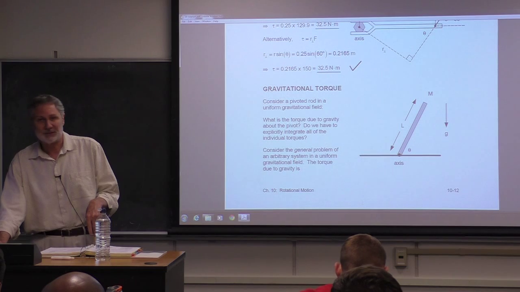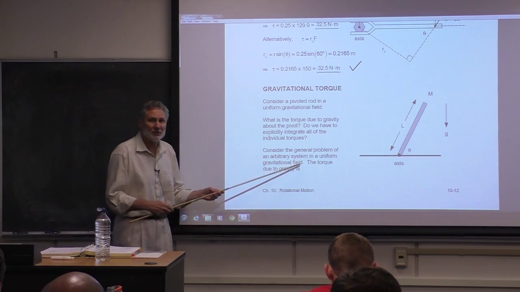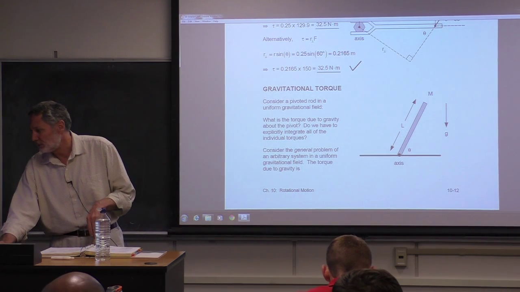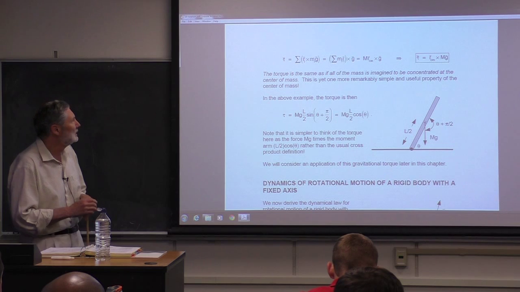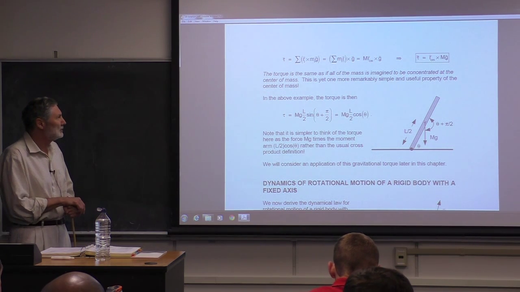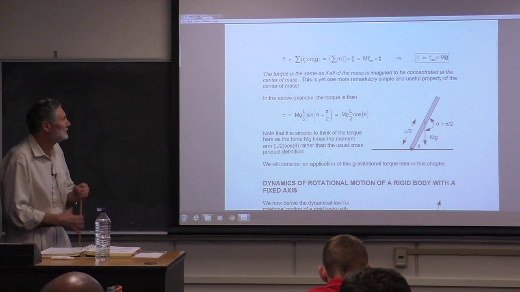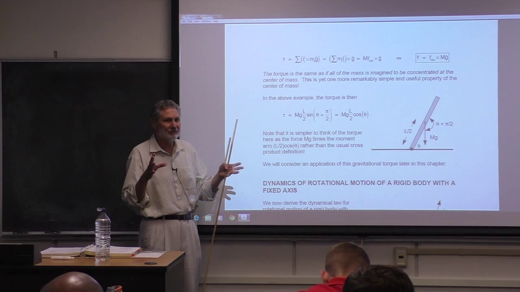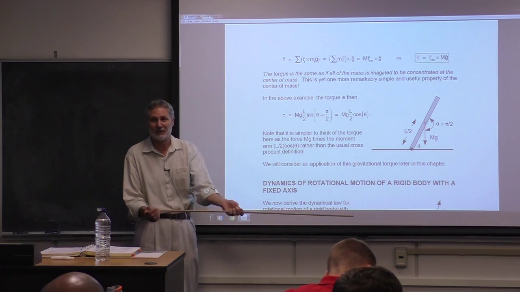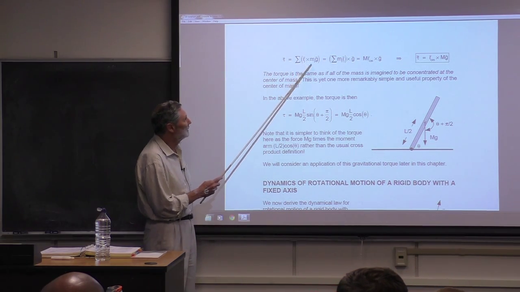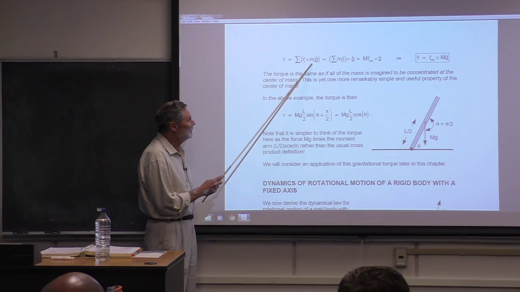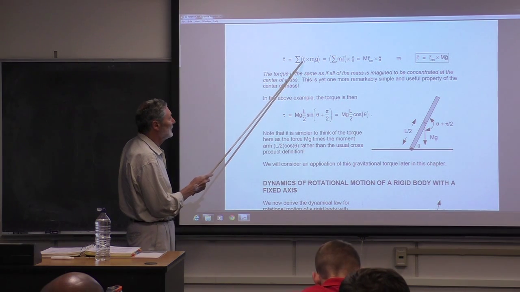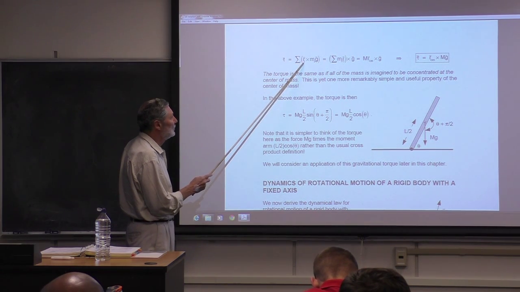We can deal with any arbitrary system in a uniform gravitational field. We can look at the torque about a point. So this is one of these perhaps deceptively simple arguments. I've got a system of particles, an arbitrary system of particles. This is just one possible example. And I've got these individual masses, and they're at some vector location from the axis.